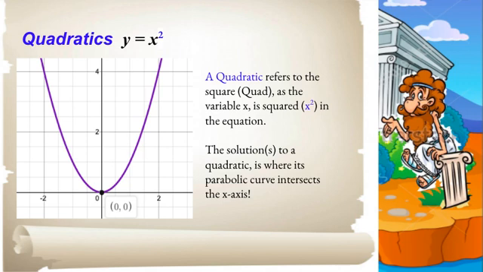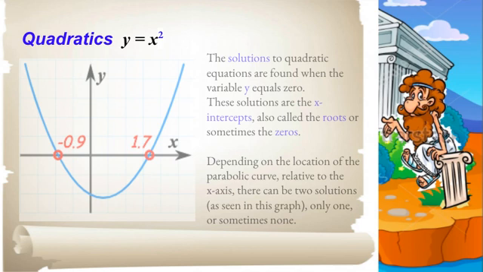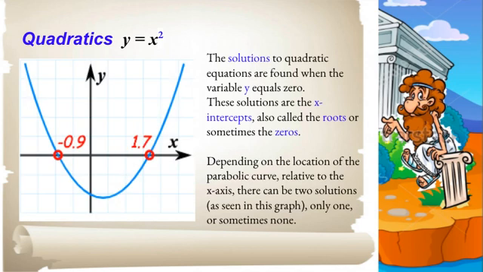The solutions to quadratic equations are where their parabolic curves cross, or intersect, the x-axis, where the y-axis value is always equal to 0. This is why the solutions of quadratic relations are referred to as the x-intercepts, or the roots, and sometimes these solutions are called zeros. Depending on where the parabolic curve lies on the Cartesian plane relative to the x-axis, you can have 2, 1, or even 0 solutions.